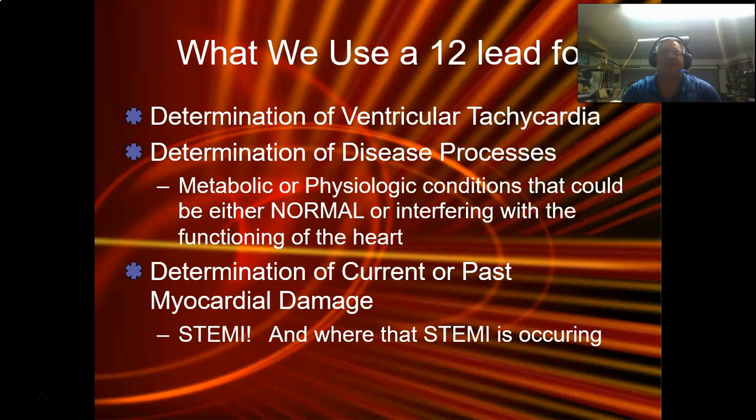It helps us determine different disease processes, whether it be a COPD patient that's got an enlarged right ventricle, whether it's a left axis deviation, which is caused because the guy does a lot of cardio and he's got an enlarged left heart, or if he's got an enlarged right atria. So there are little subtle findings that we can use to determine this. But the biggest one that we use it for in the pre-hospital setting is the determination of having an MI.